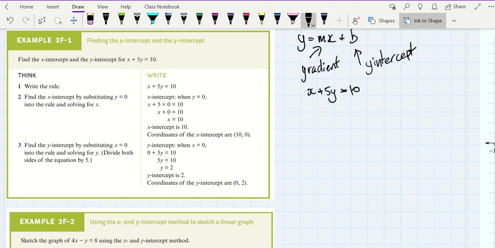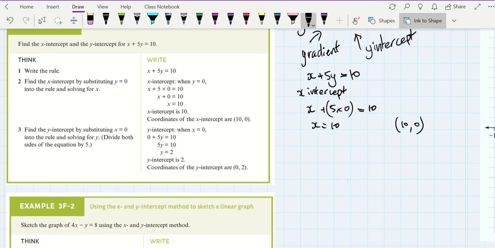Now we're going to find the x-intercept by substituting y equals 0. When y equals 0, we go x plus 5 times 0, which cancels out to be nothing, equals 10. So x equals 10. Now let's find the coordinates. When y equals 0, x equals 10. We write them as x, y coordinates, so 10, 0.